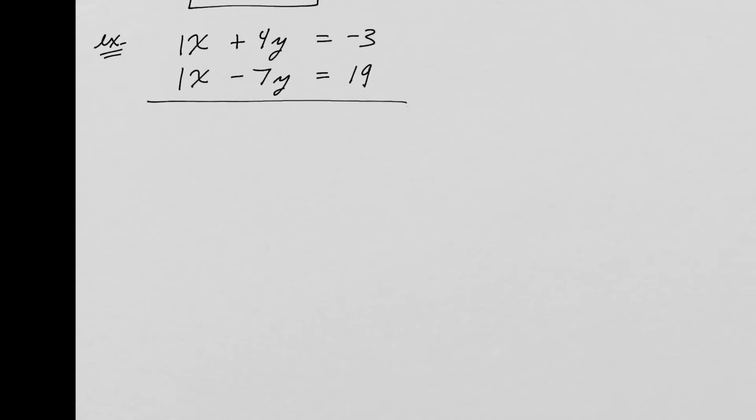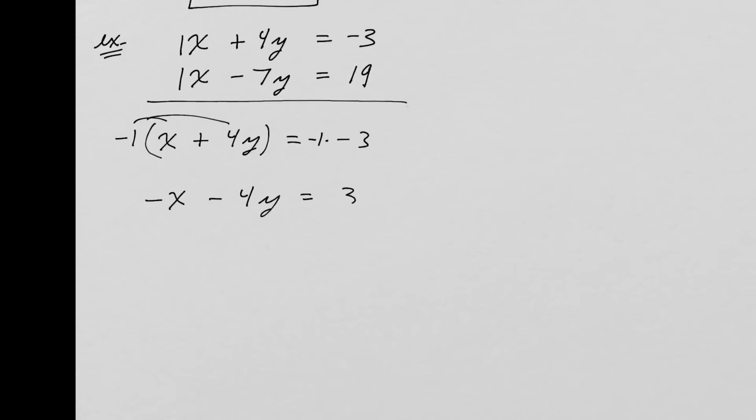So what I'm going to do is take that first equation and multiply both sides by negative 1. Okay, and you have to be careful. Remember, both sides have to be multiplied by negative 1. So left-hand side by negative 1, and then right-hand side by negative 1. Well, if I distribute the negative 1 here, I'm going to get negative x. Negative 1 times 4y is negative 4y. And on the right-hand side, negative 1 times negative 3 is a positive 3. Okay. Then I'm going to write down the second equation right underneath it.